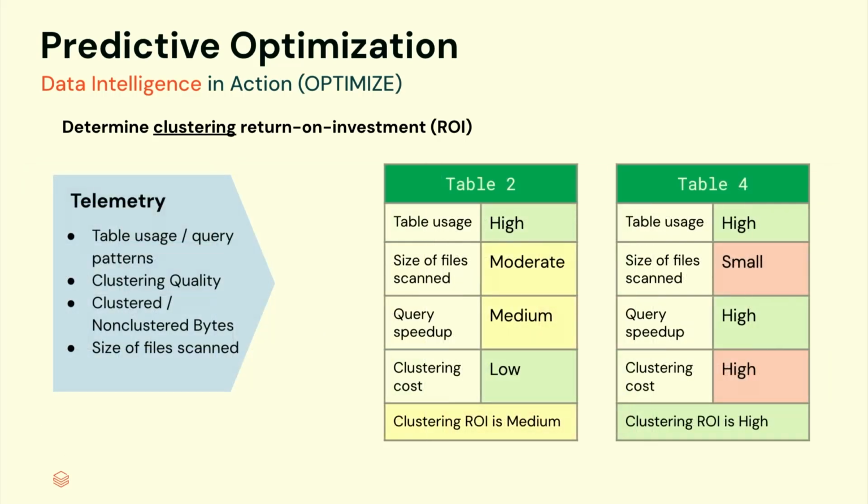So across this telemetry, table 2 and 4 will be picked for clustering right now, but those other tables, don't worry about it. PO revisits those tables routinely and figures out if optimize is needed and runs optimize automatically in the background.